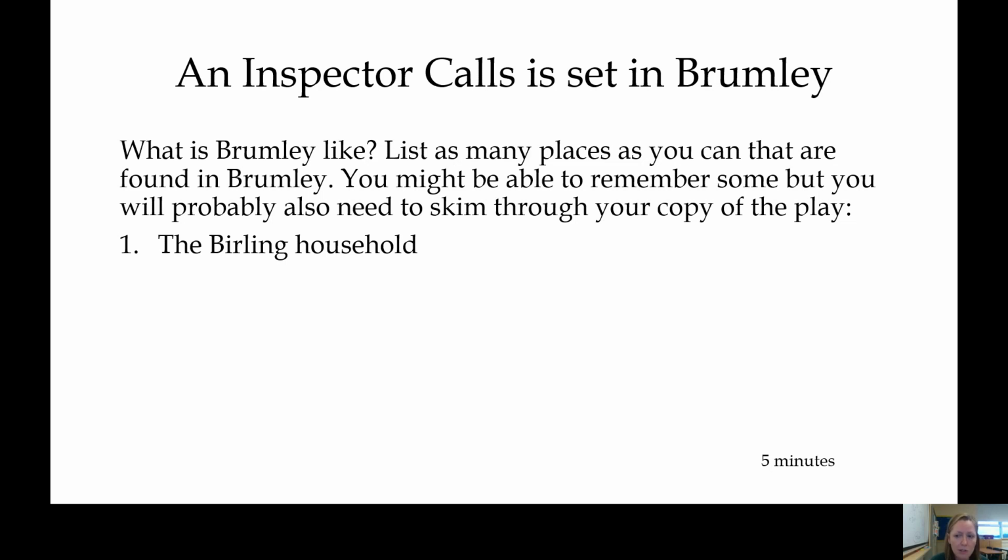You might be able to remember some off the top of your head, which is brilliant, but you're probably also going to be able to skim through your copy of the play as well. I've started you off there. Your first one is the Birling household. We know that they live in Brumley, so you can put that one on. What else can you remember, and then what can you get from your book when you have a flick through? So spend 5 minutes doing that, please, and then come back to me when you've got your list.